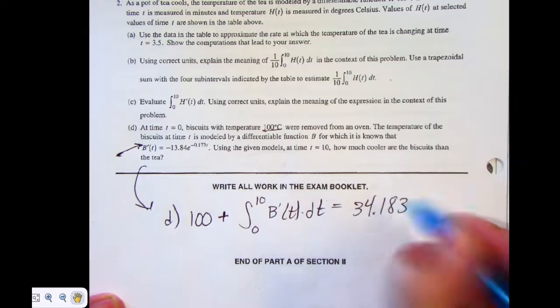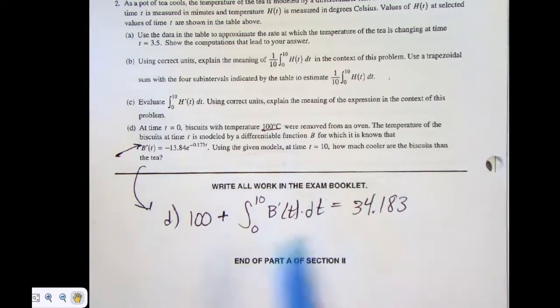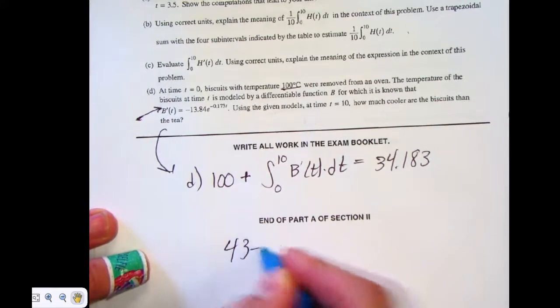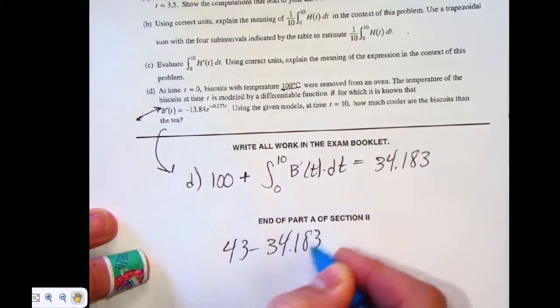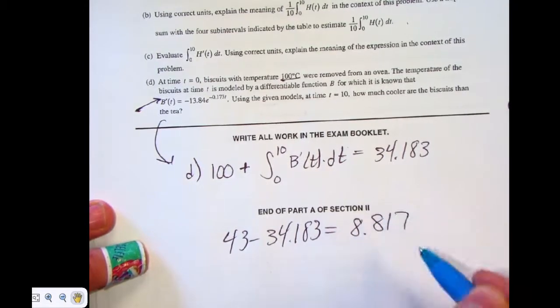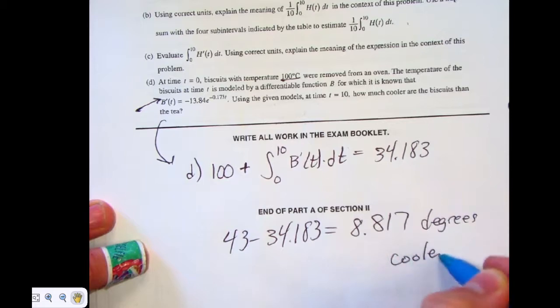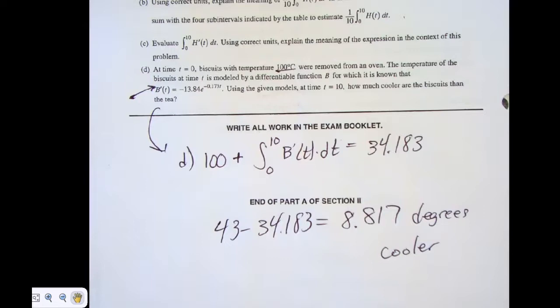And then you set that in your calculator, and that gives you 34.183. The question says, at time equals 10, how much cooler are the biscuits than the tea? Well, what's the temperature of the tea at 10 minutes? 43. So you just go 43 minus 34.183 would be 8.817 degrees cooler. Does that help? Is that right?